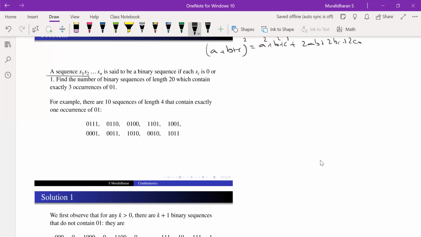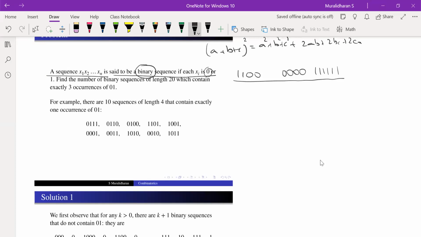Let's think about this first and see what kind of ideas we will try to use. I have a sequence x1, x2, up to xn. We will call that a binary sequence if each xi is either 0 or 1. For instance, 1, 1, 0, 0, or even 0, 0, 0, 0, or 1, 1, 1, 1, like that. So I have a sequence of digits, all of them either 0 or 1. We'll call that a binary sequence.